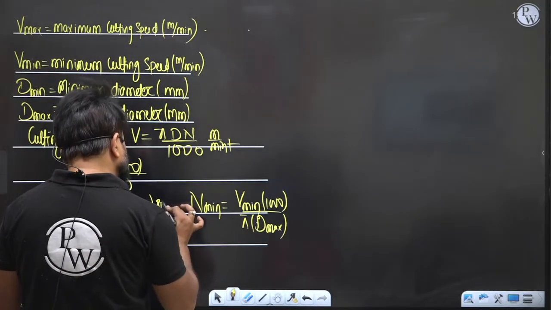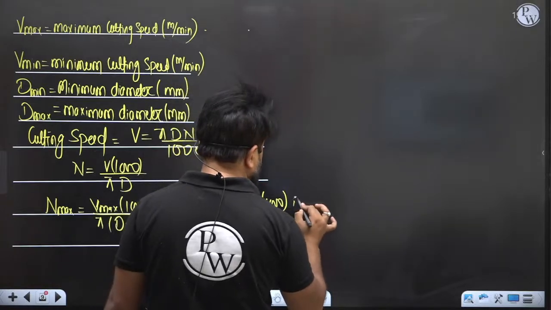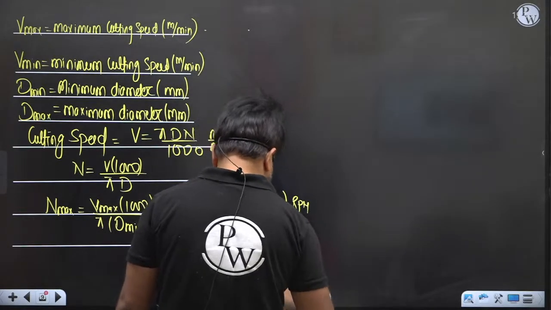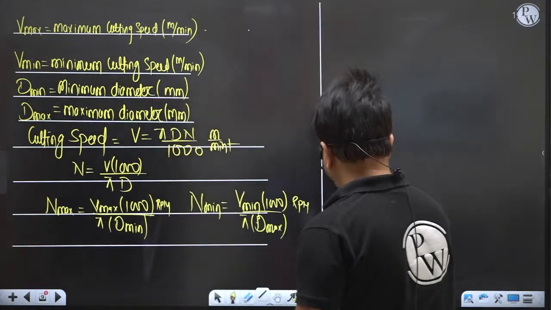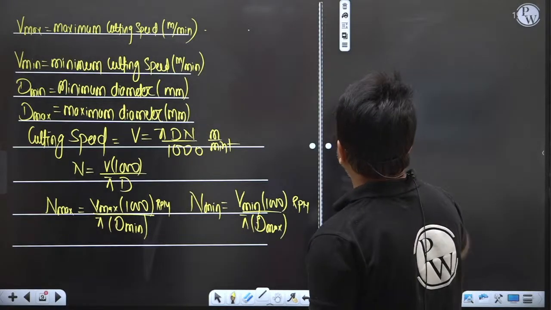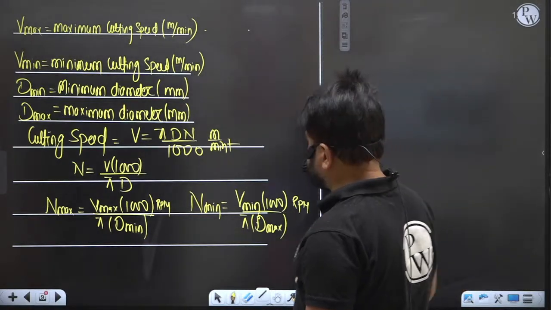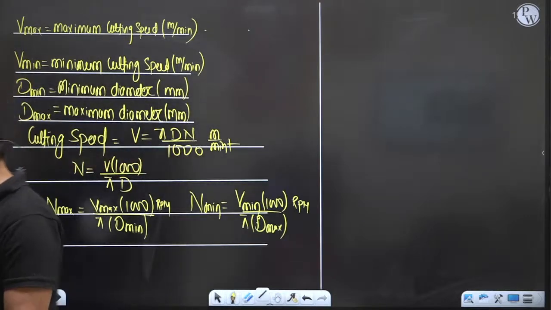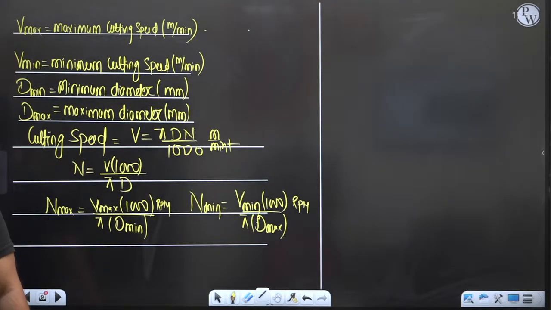This will be revolution per minute. Is that clear? Yes or no? So I hope this point is clear. So in this way, we can find out the minimum and maximum RPM, right?